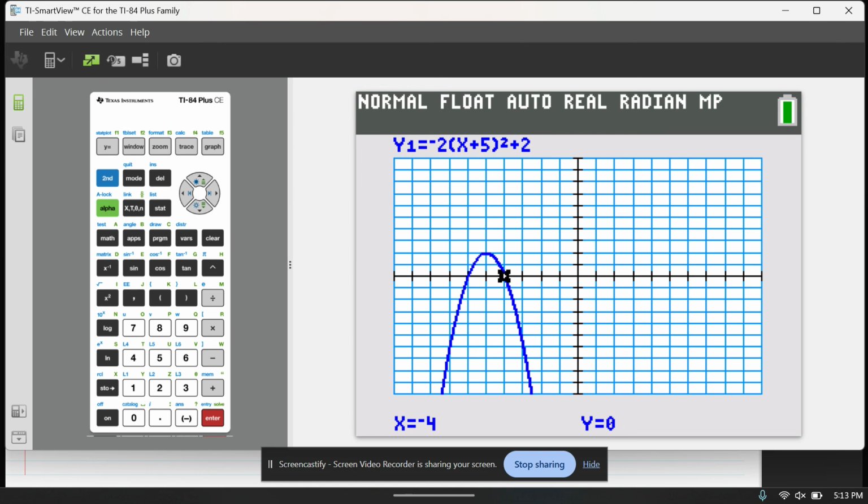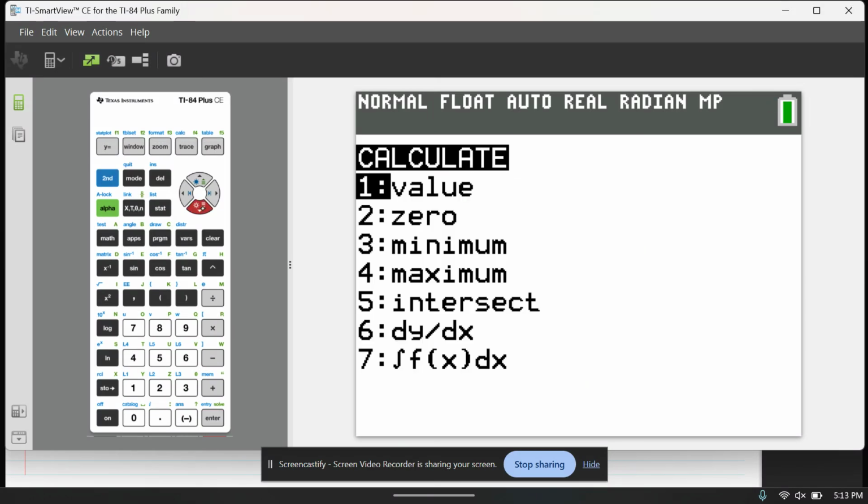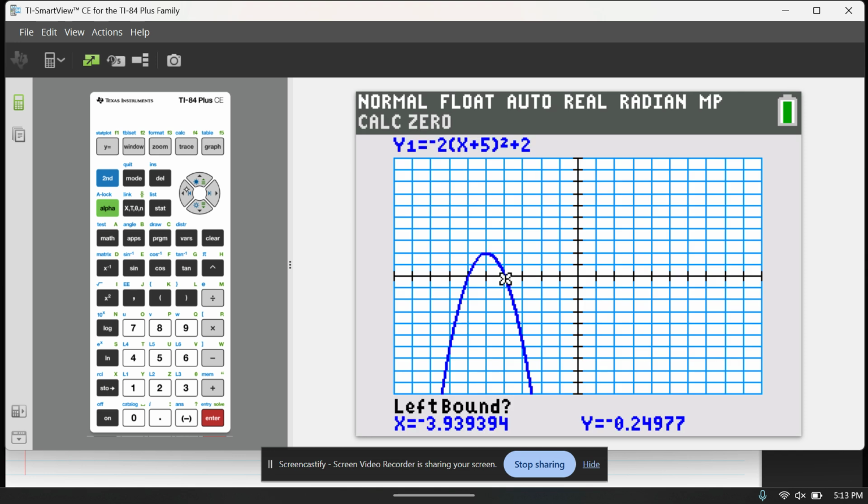What if we were stuck and we just needed to find them? We really couldn't remember how to get started. Well, I can hit second trace and go to 0. And then on the left bound, I'm going to be below the x-axis. On the right bound, I want to be above the x-axis. Go back toward the middle. There's my negative 6, 0.